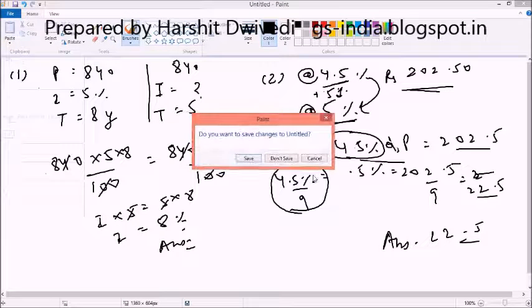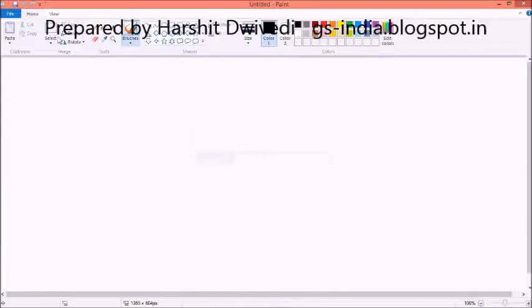Moving on to my new solution. Okay, question number 3. Now let me read it first. The sum invested at 5% simple interest. I will again repeat it.